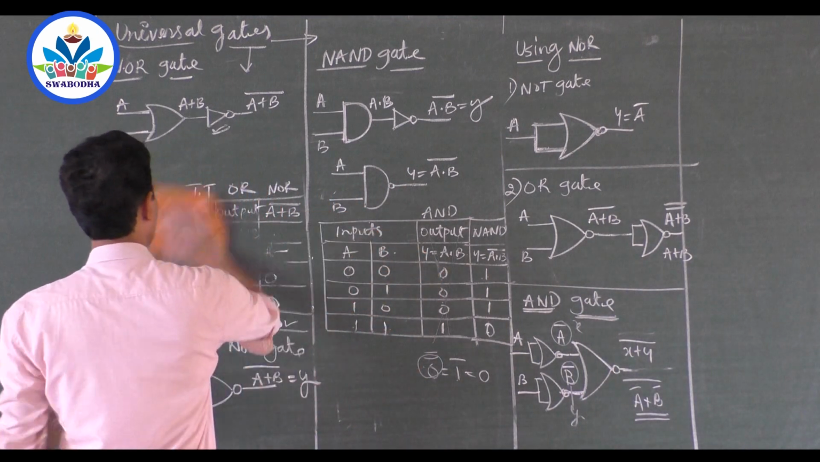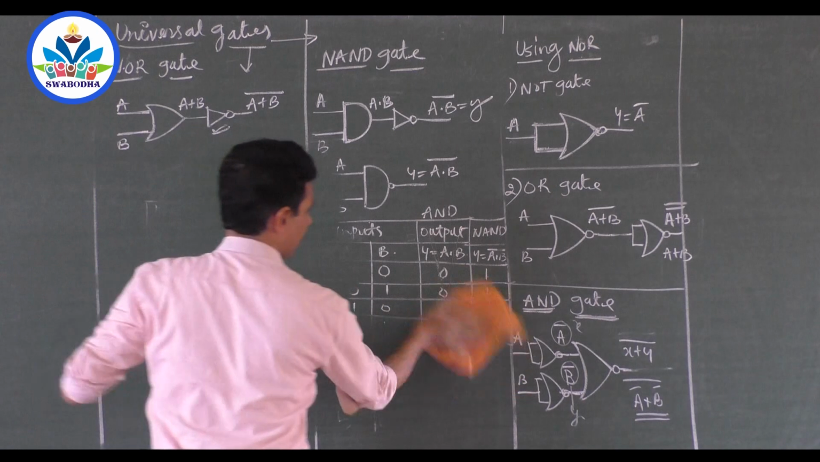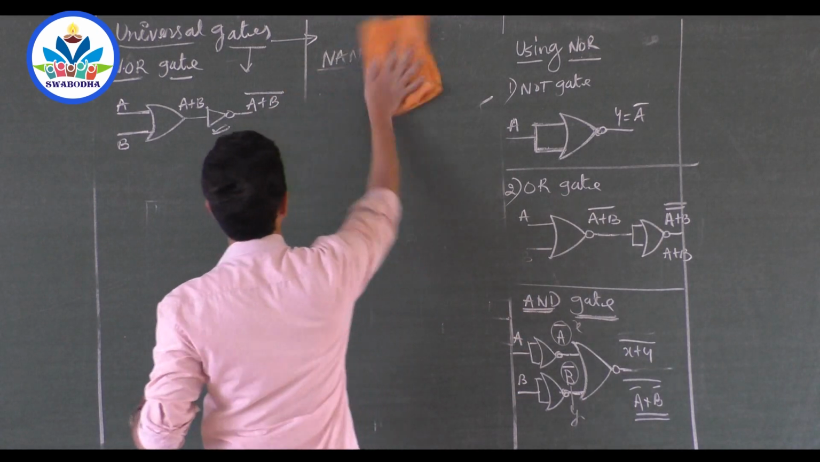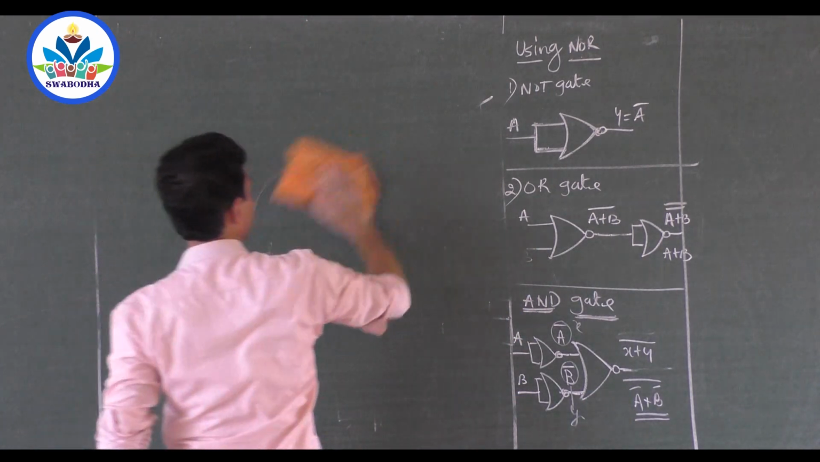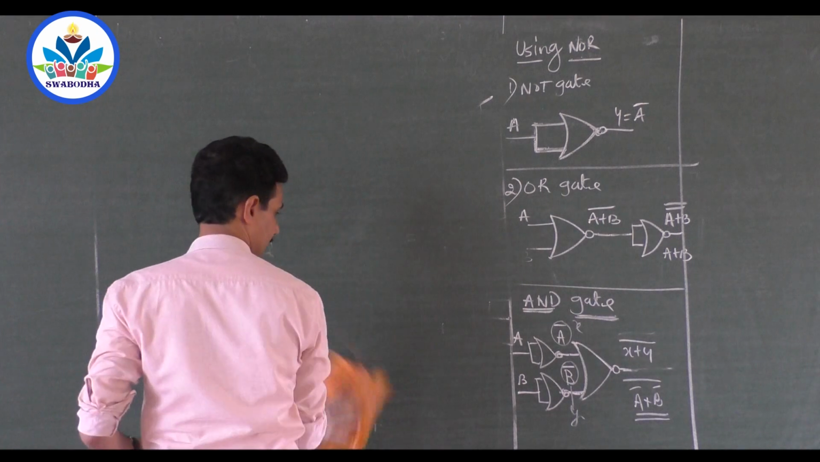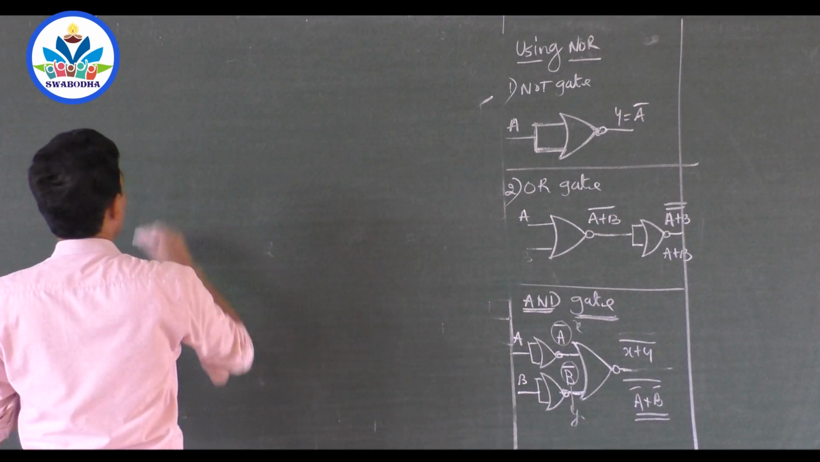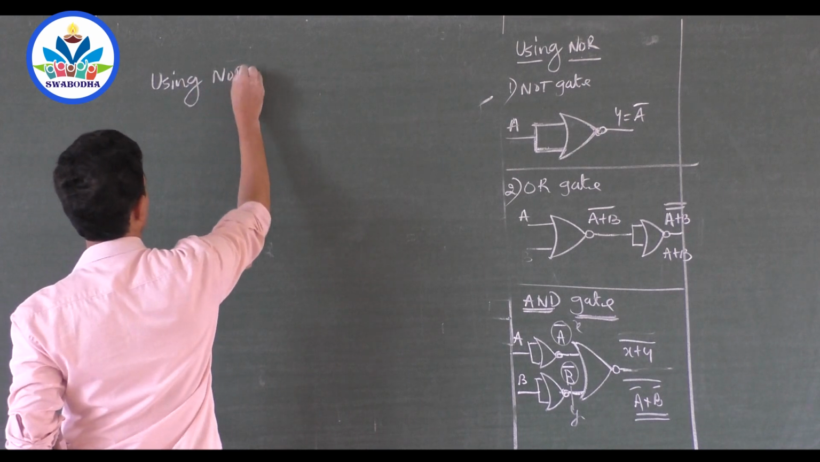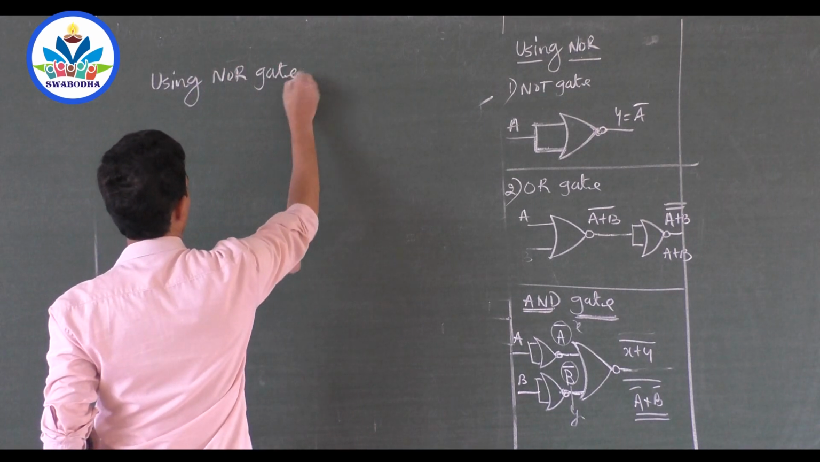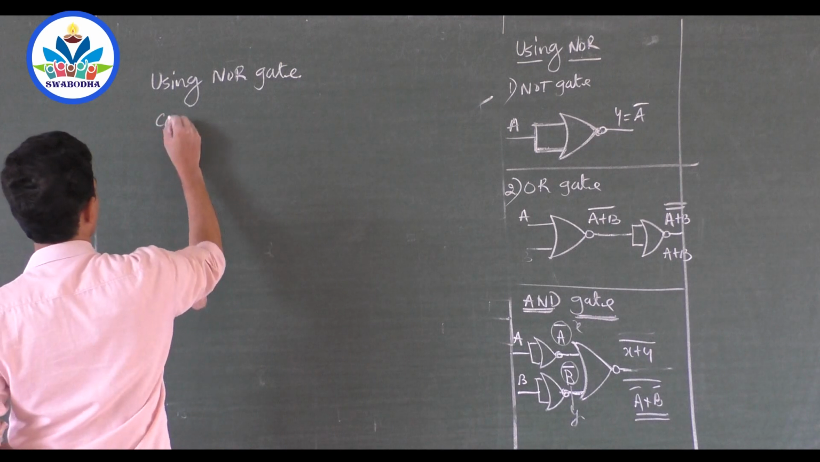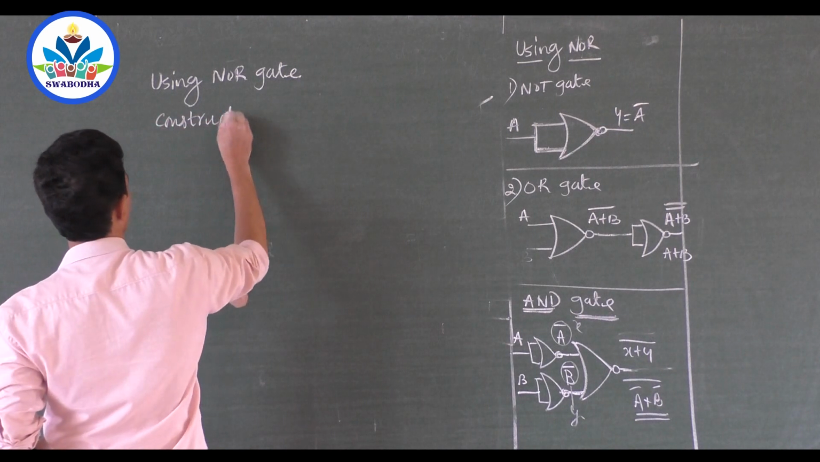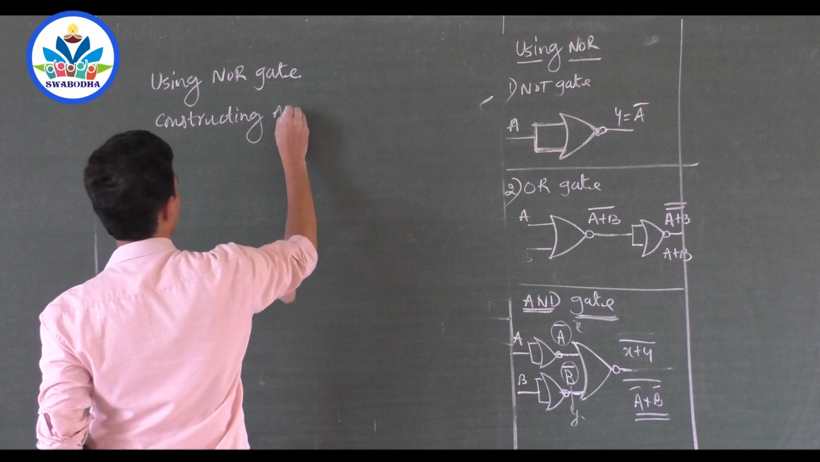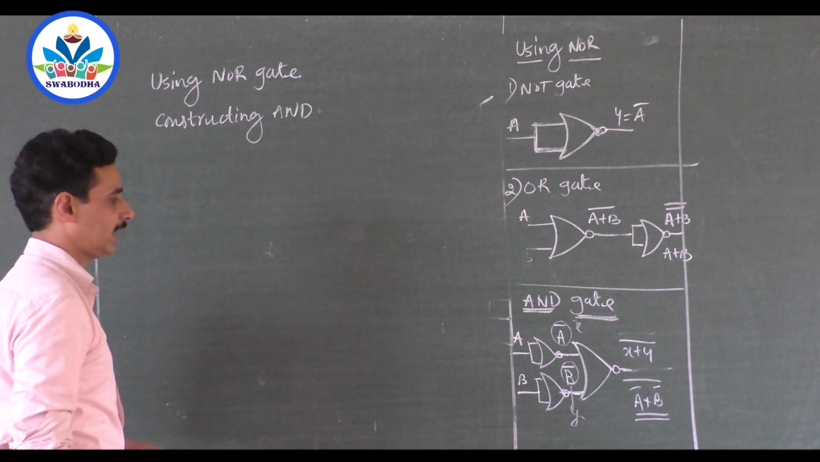I'll rub everything and I'll revise it once, right? Because I don't know whether it has been mixed up or not. Whether you have learned it properly or whether it is mixed up totally, I don't know. So I will write: using NOR gate, we are constructing AND. Right? We should get an AND gate.